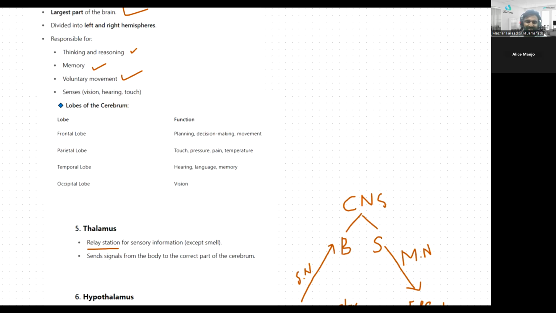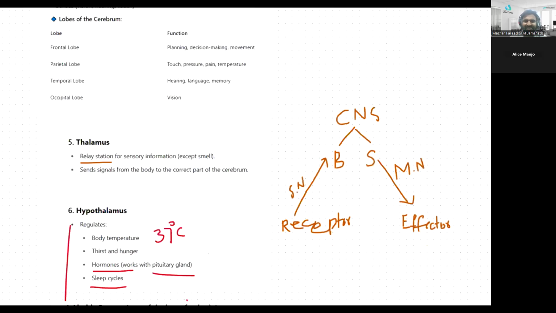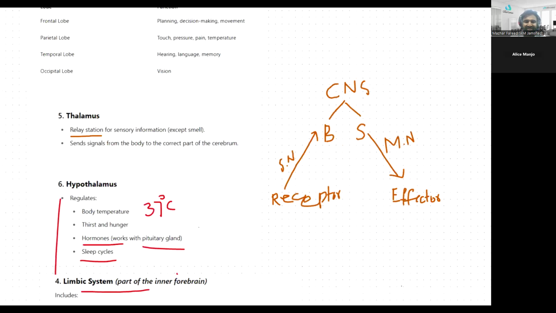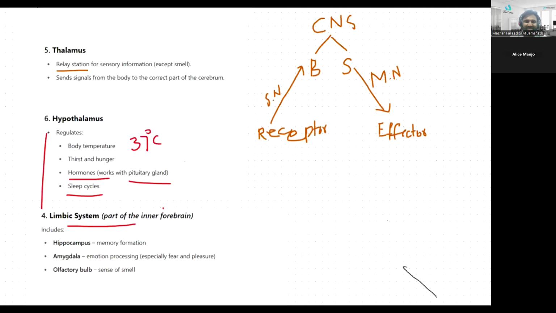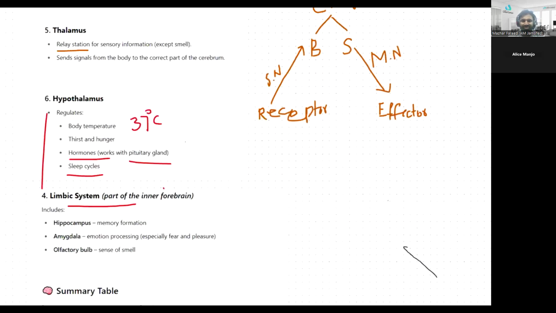The second portion of the forebrain is the thalamus. The thalamus acts as a relay station. It handles the sensory information coming in, except smell, and sends signals from the body to the controlling part of the cerebrum. The third portion is the hypothalamus. The hypothalamus regulates our body temperature at 37 degrees centigrade. It also controls thirst and hunger. It controls hormones, coordinating with the pituitary gland. It also controls the sleep cycle.